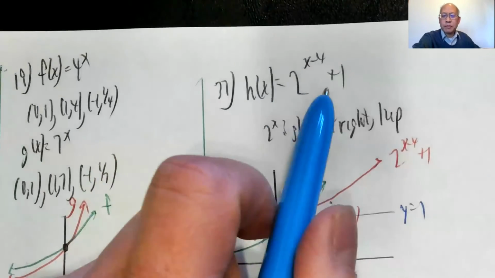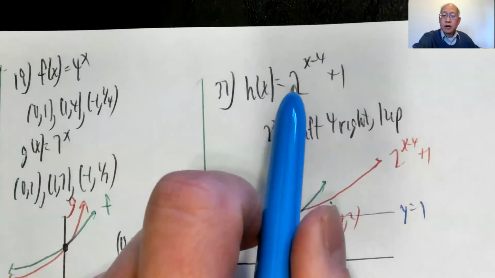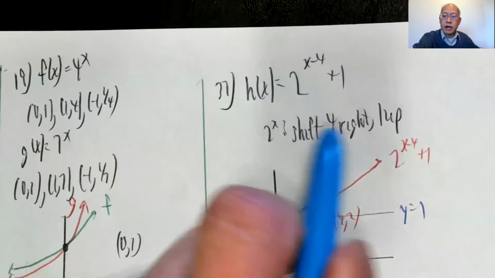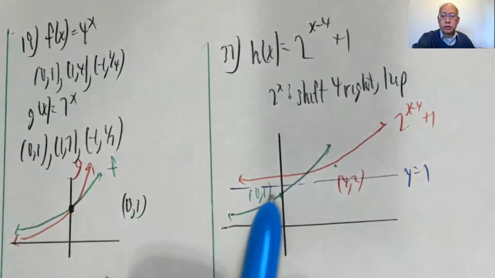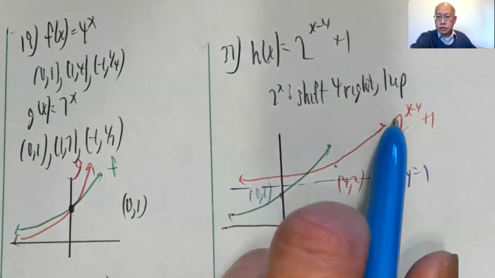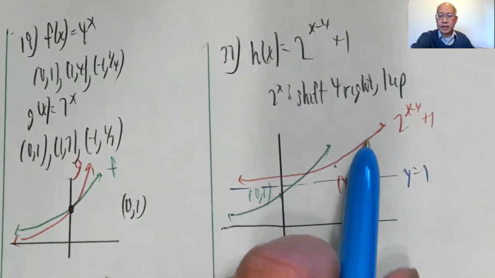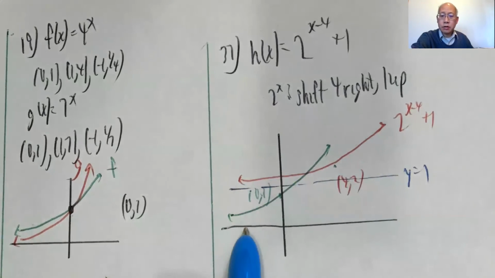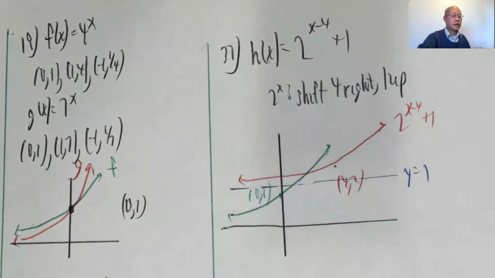2 to the x minus 4 plus 1, that's a shift of 2 to the x, 4 units to the right and 1 up. So 0, 1, move 4 to the right and 1 up becomes 4, 2. So 2 to the x minus 4 plus 1 looks like that. And the horizontal asymptote, which used to be the x-axis, now moves up to become y equals 1.